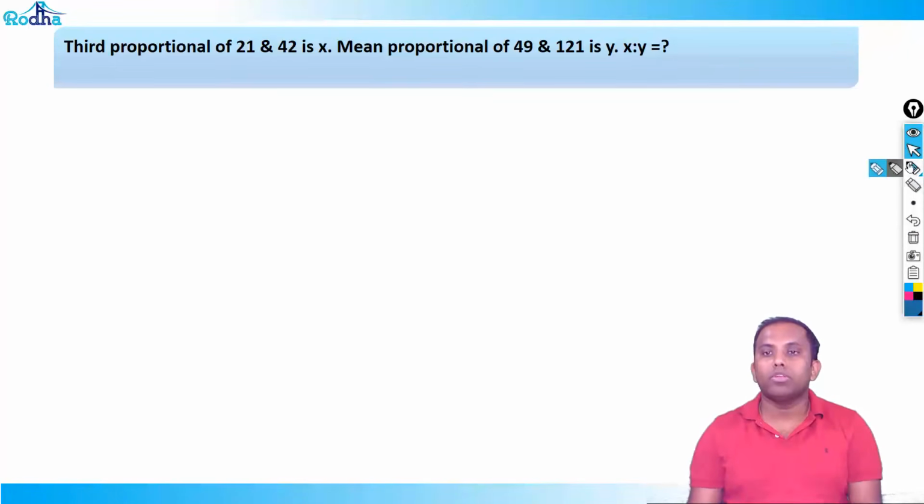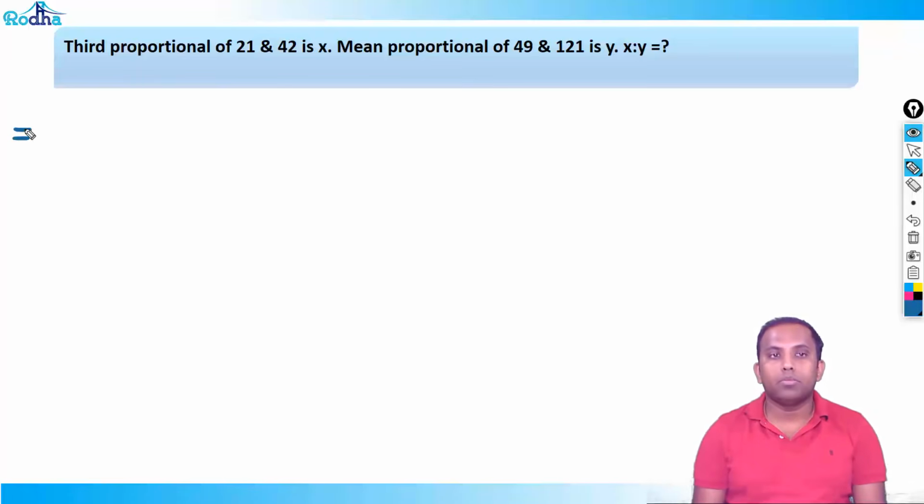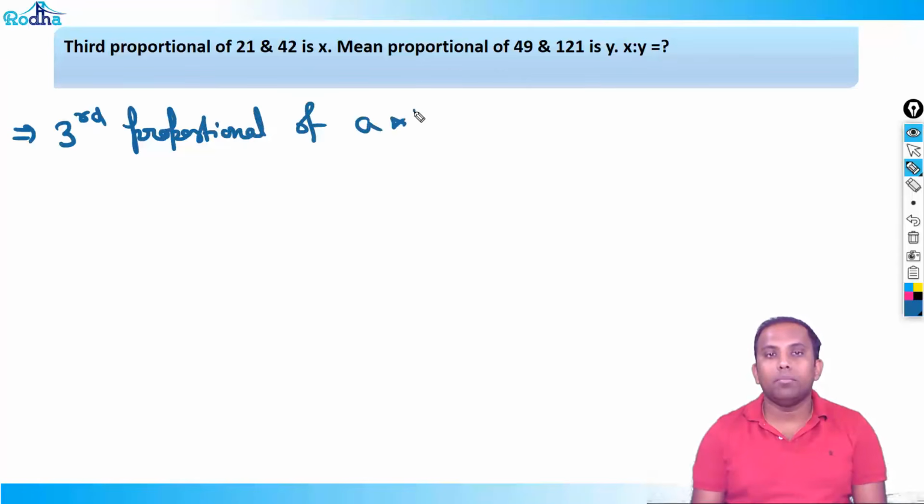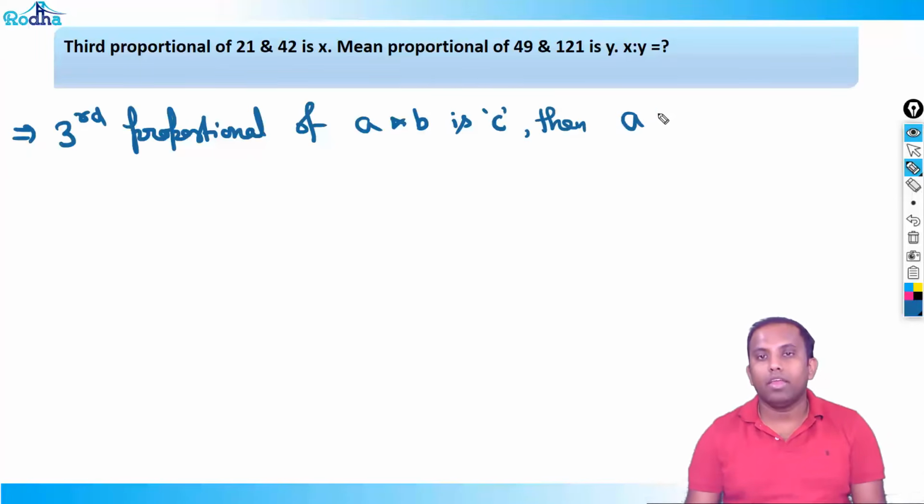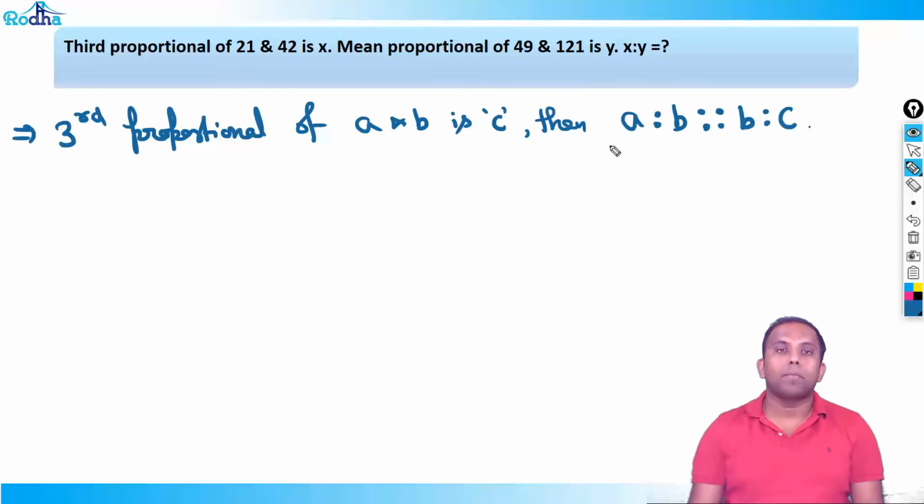Now the next question is: third proportional of 21 and 42 is x. What is third proportional? Let me write here: if the third proportional of a and b is c, then a is to b is in proportion with b is to c. This is the first proportion, this is the second, this is the third proportion, right? So this is the definition of third proportion. Get it logically. Either you can remember it by definition or get it logically.